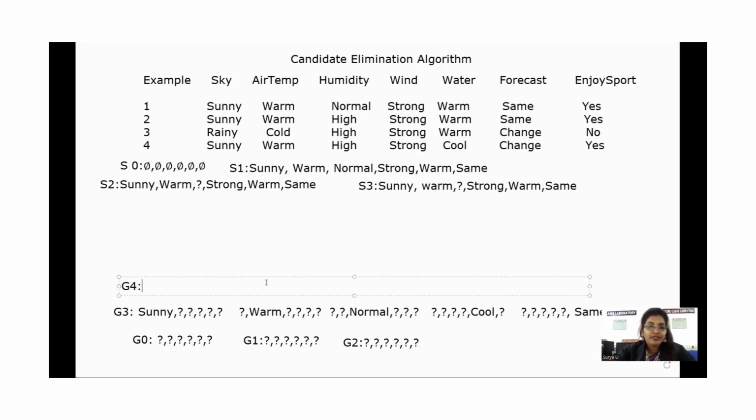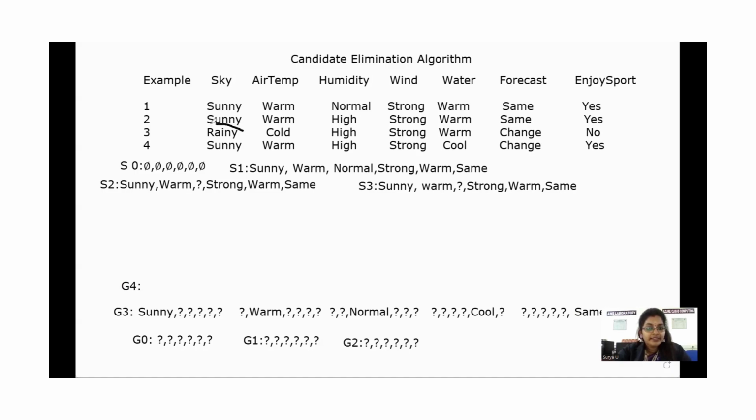We have to verify each and every value. First, we will verify whether sunny matches with all the values. So let me check. This is sunny, the first one. In the first example, it is sunny, and it is positive. So this is true. The second one, again it is sunny. It is a positive value. So this is also true.